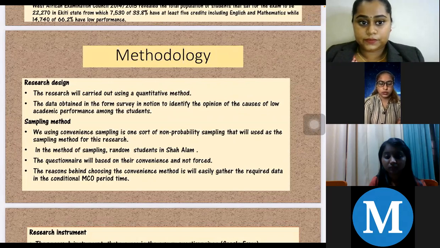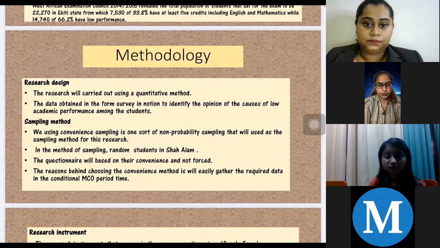So first is research design. The research design will be carried out using a quantitative method, and the data obtained in the form of a survey to identify the opinion of the causes of low academic performance among the secondary students.